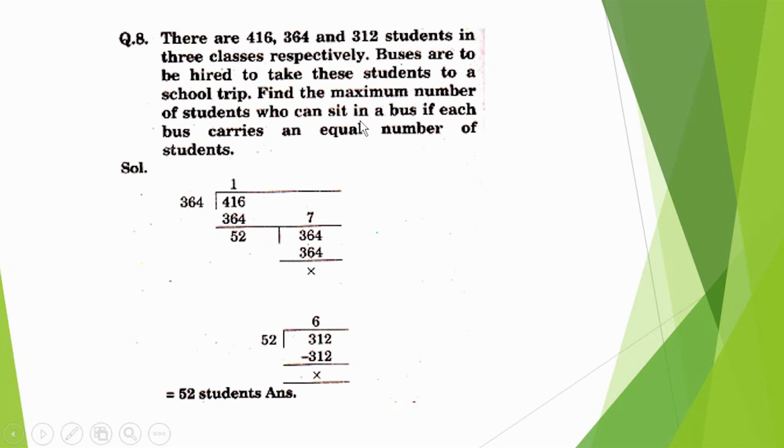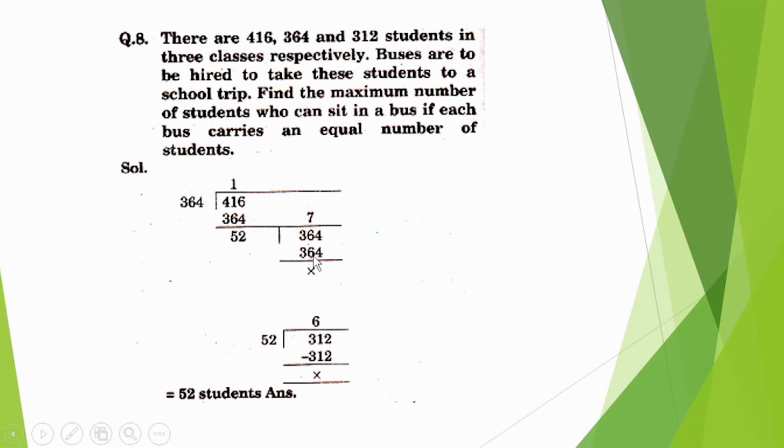There are 460, 364 and 312 students in 3 classes respectively. Buses are to be hired to take these students on a school trip. Find the maximum number of students who can sit in a bus. Each bus carries an equal number of students. Now the largest value is taken as the dividend and the middle value as the divisor.